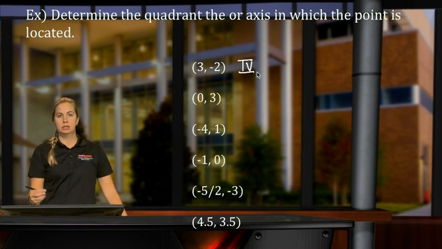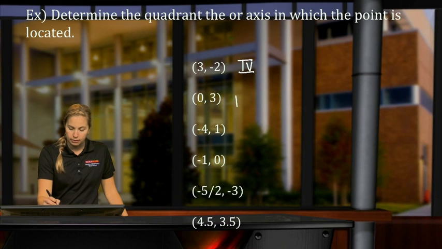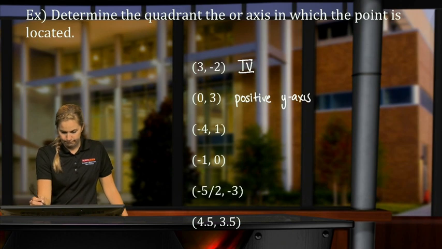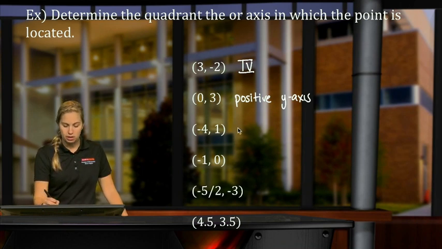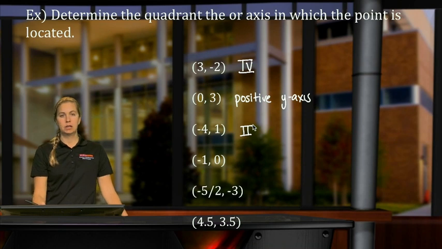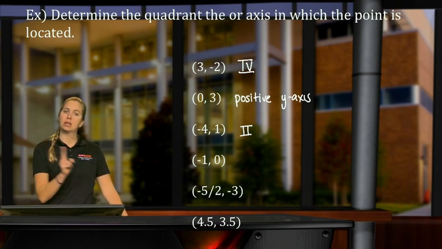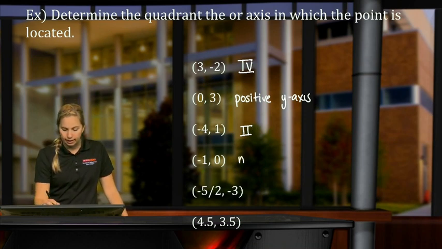0, 3. If we go 0 to the left or to the right and then 3 up, this is going to be the positive y-axis. -4, 1 will move to the left because of the -4, up because of the +1. So this is going to be our second quadrant. -1, 0 is just one unit to the left, which is our negative x-axis.